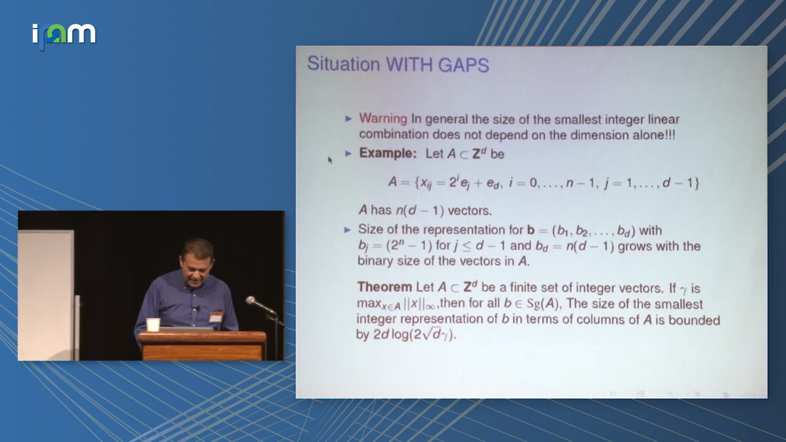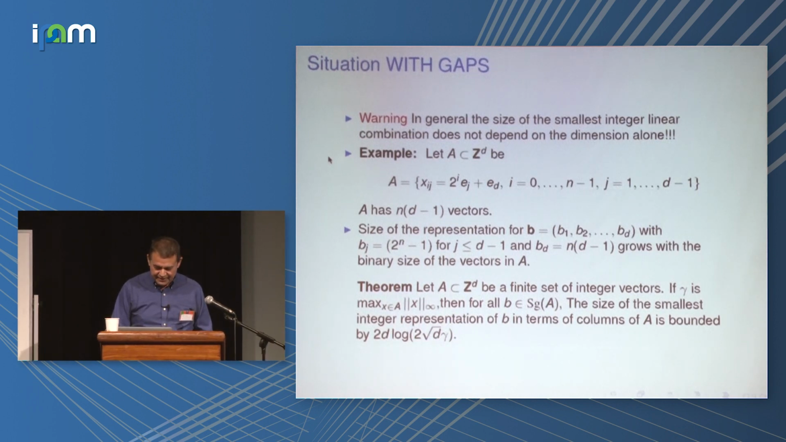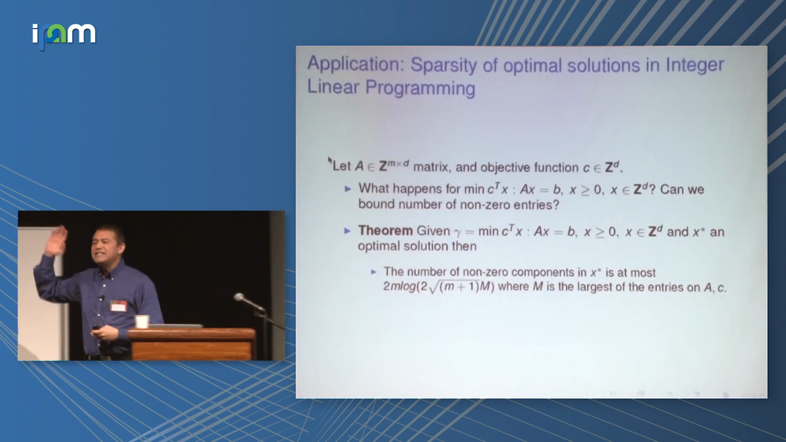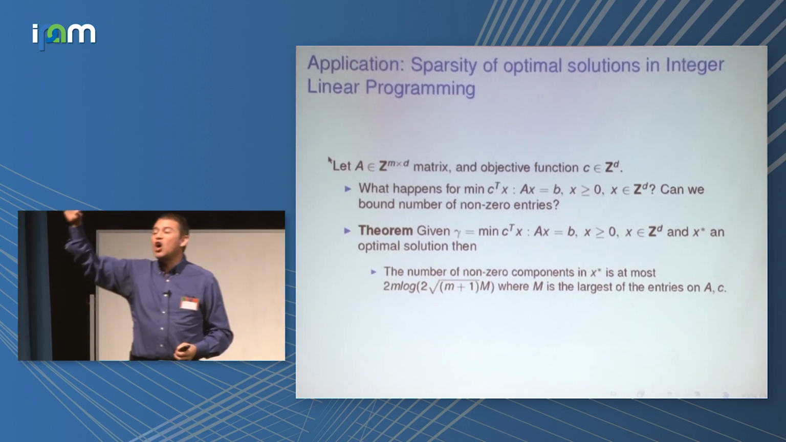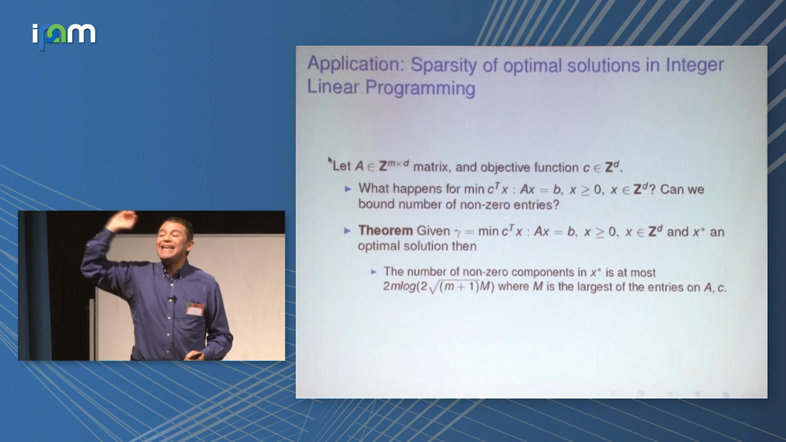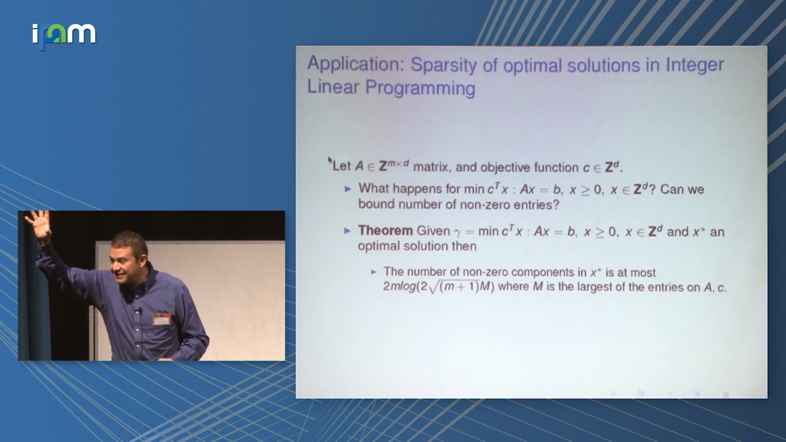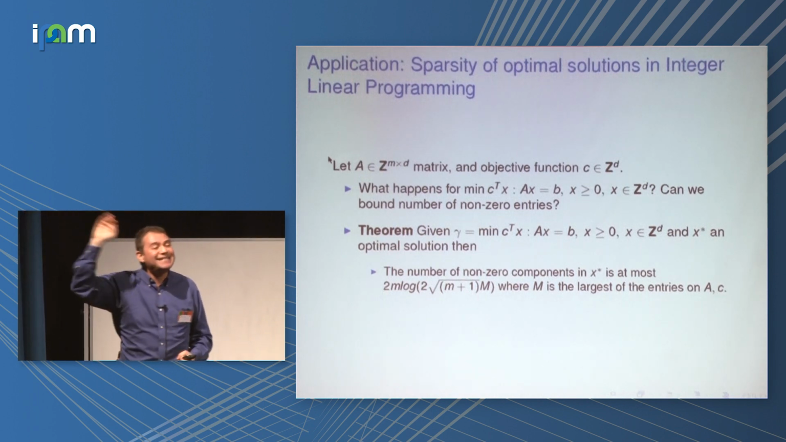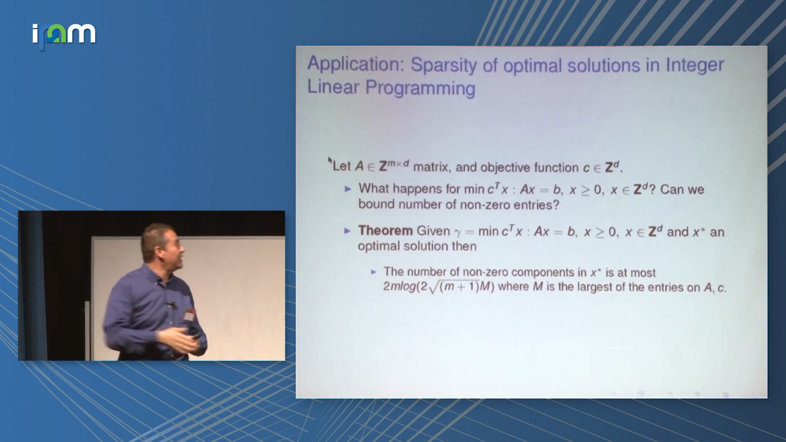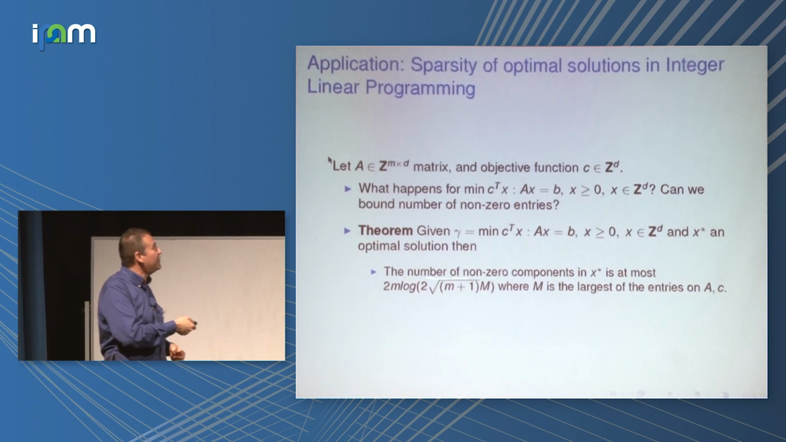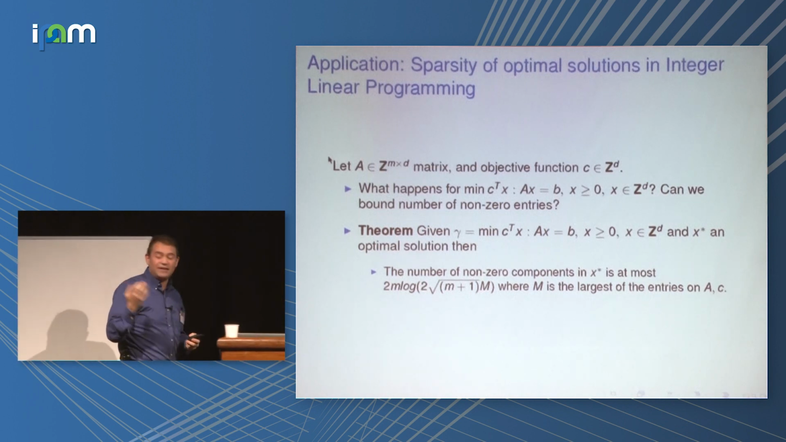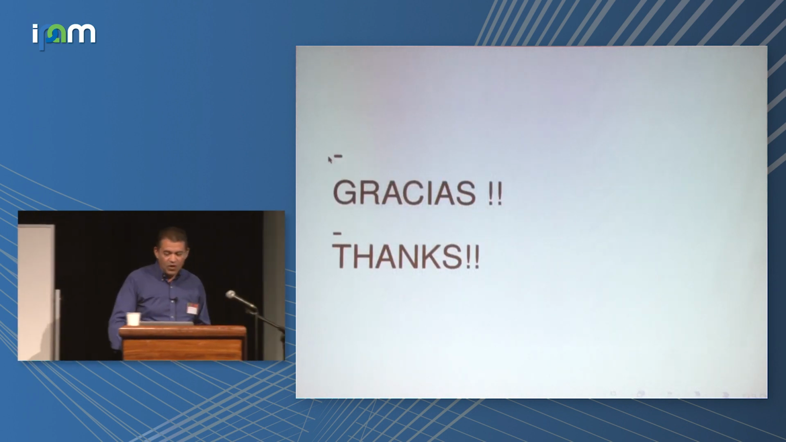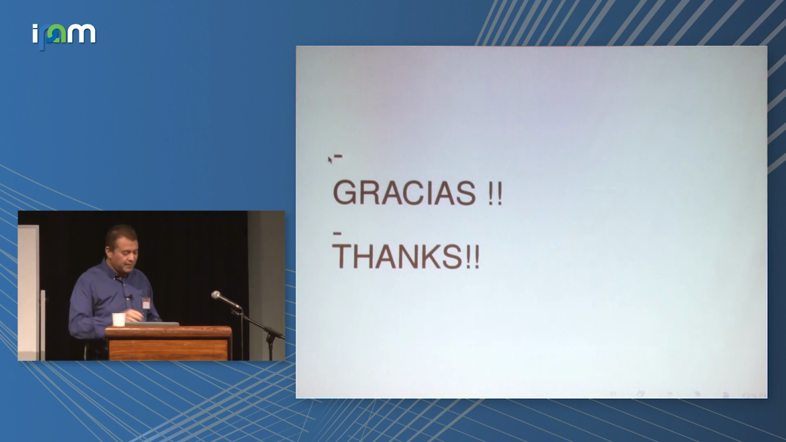This theorem has direct applications to the description of the structure of optimal solutions in integer programming, in integer optimization. Now you can tell how many zeros there are in an optimal solution, and it's given by the bound that I just described. The sizes of the entries matter. Okay, so this concludes this part of my talk.